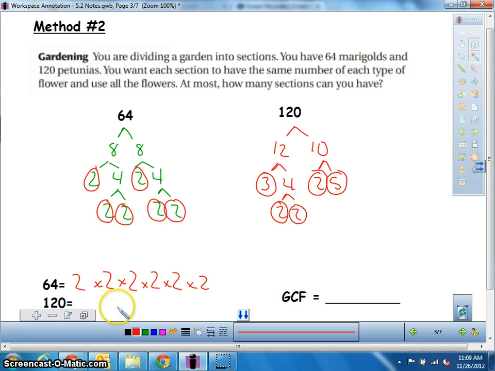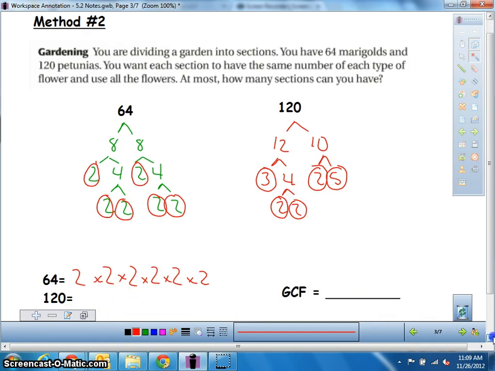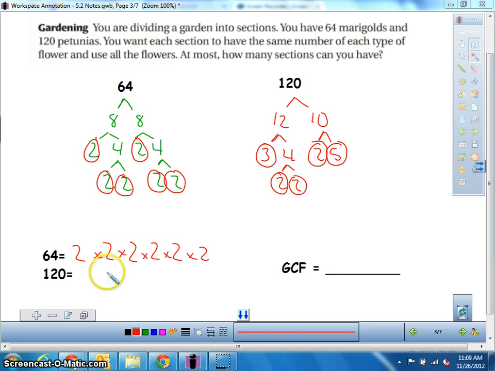So now I'm going to go down here and write my prime factorization for 120. And remember, I start with the small numbers, so I got 3 2's, so I have 2 times 2 times 2. And then I've got a 3 and a 5, times 3 times 5. So here's where we need to take it another step. And what we're going to do for method 2 here is to look at these 2 prime factorizations and circle the ones that they have in common.